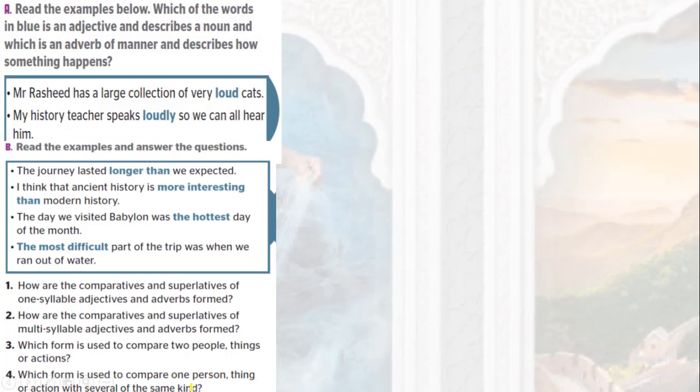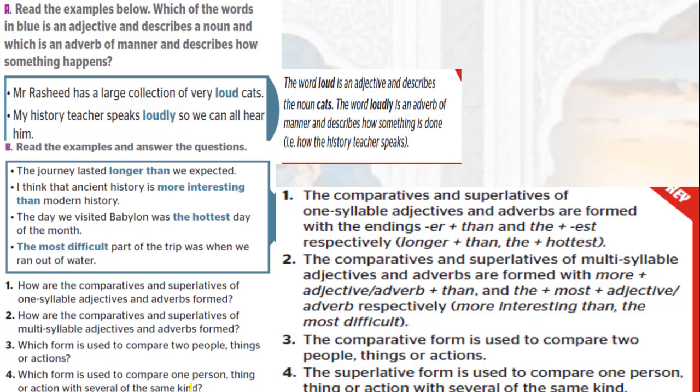Ready? So, yes, your answers should be the same as Jason's answer, which are... Yes, Jason, please read your answers. So, the word loud is an adjective and describes the noun cats. And the word loudly is an adverb of manner and describes the verb, or how something is done. Loud cats, and my teacher speaks loudly. Great.